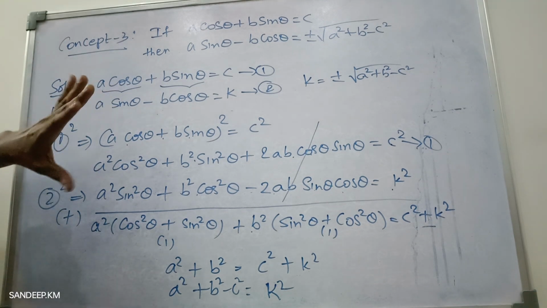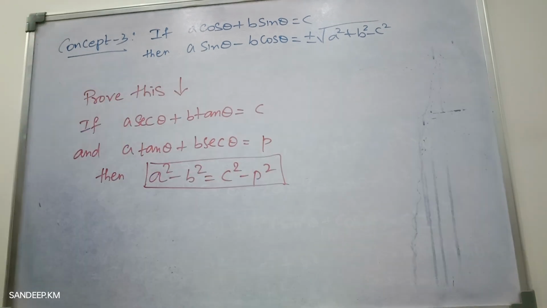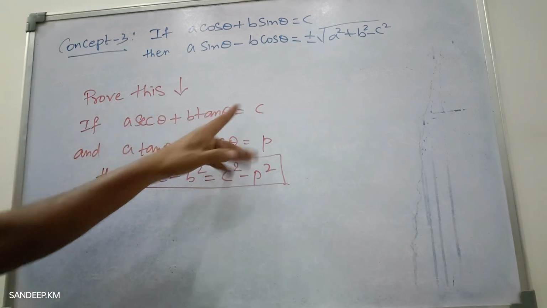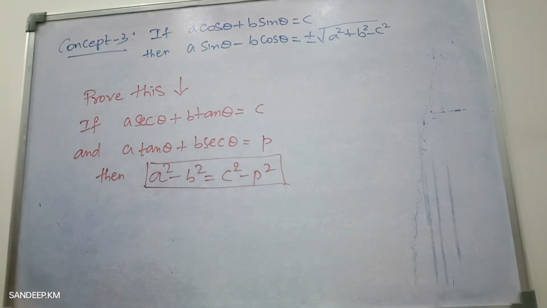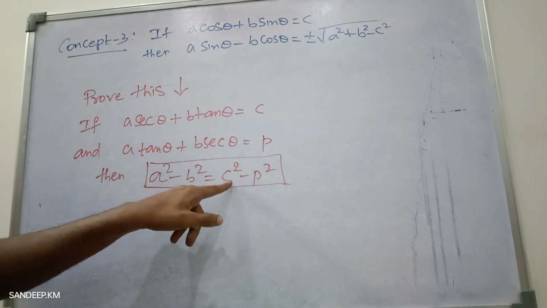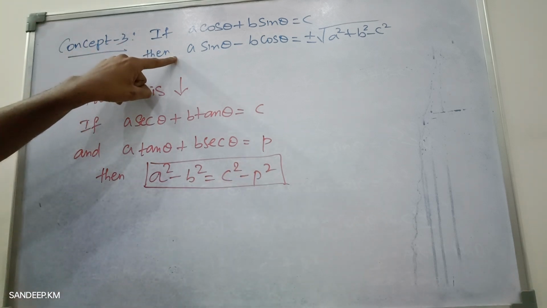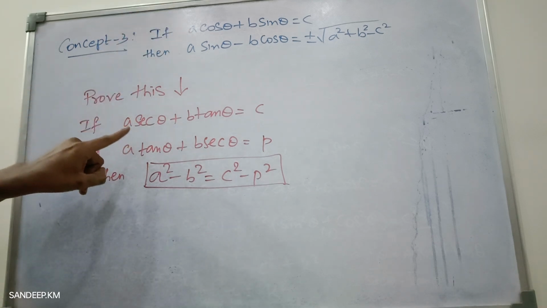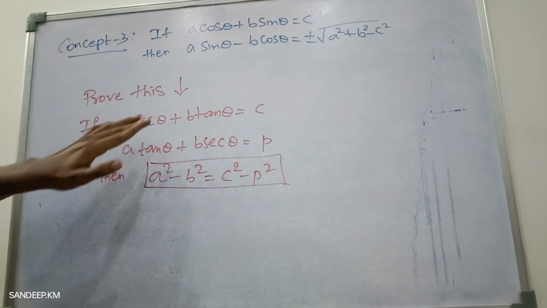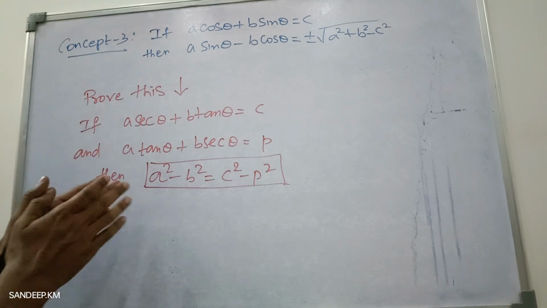Okay, I'll give you one more concept which almost looks like concept 3, but you can prove it. You can try proving this, dear students. If a sec theta plus b tan theta is equal to c, and a tan theta plus b sec theta is equal to p, then you can try proving that a square minus b square is equal to c square minus p square. So remember, here I used sin square theta plus cos square theta is equal to 1. And here you have to think which identity to use. If you think about it, you'll get the answer. Try this and let me know in the comment section whether you got the proof of this or not.